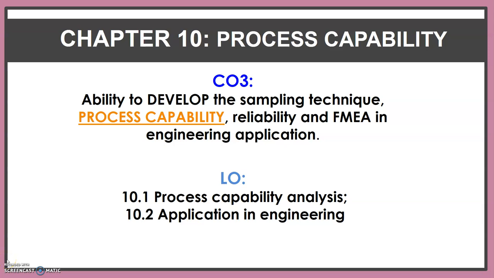Hi class, today I will share with you what is process capability. Process capability is under course outcome 3. That is the ability to develop the process capability in engineering application. The learning outcome for this chapter is process capability analysis and how you apply it in engineering problems.